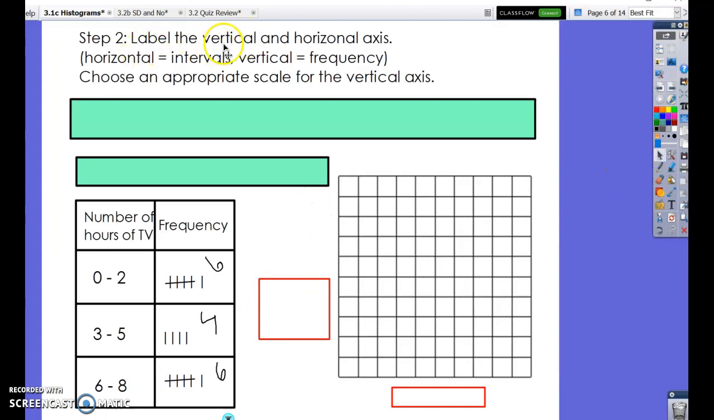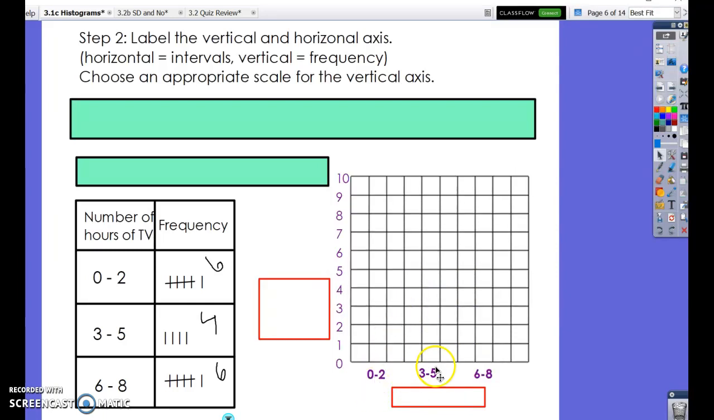We want to label the vertical and horizontal axis. Okay, so the horizontal is going to be our intervals. Well, that would be our 0 to 2, our 3 to 5, and our 6 to 8. And our vertical axis is our frequency. Well, we just need to make sure that since 6 is our highest frequency, 6 is going to fit on this chart. And 6 will easily fit on the chart that we're using. So we are good to go.